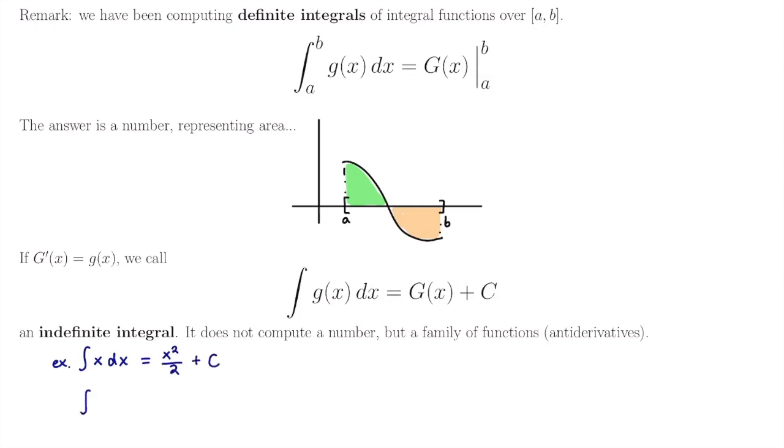The antiderivative of e to the u du is e to the u plus c, where c is any constant. Therefore, what we have on the right-hand side is not a single function, it's actually a family of functions. It represents every possible antiderivative of the integrand. So these are two types of integrals. One of them computes a number, the other one computes a family of functions.